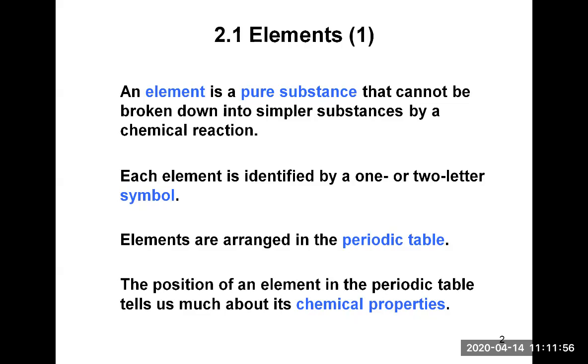So as I said, elements are arranged in the periodic table from top to bottom and left to right. And they are not randomly arranged. The position of an element in the periodic table actually tells us a lot about the chemical properties. They are arranged by similar chemical properties in columns.